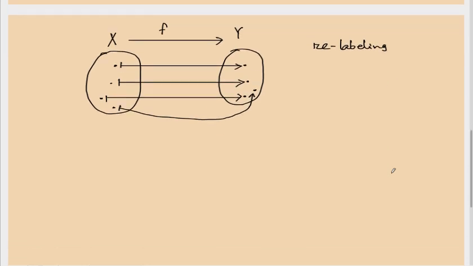Now let's add that extra condition. So if X and Y were vector spaces and F is a linear transformation which is bijective. So a bijective linear transformation, it is a relabeling which preserves the vector space operations.